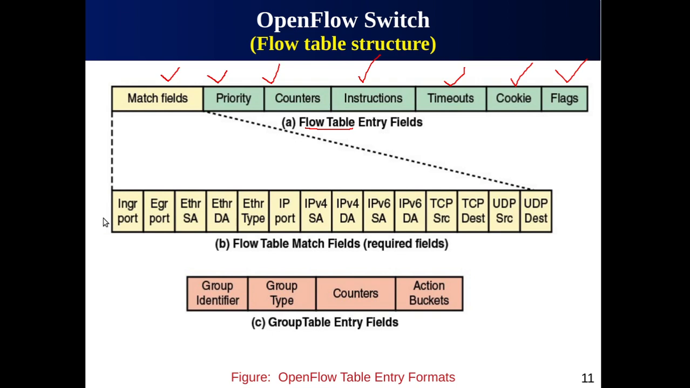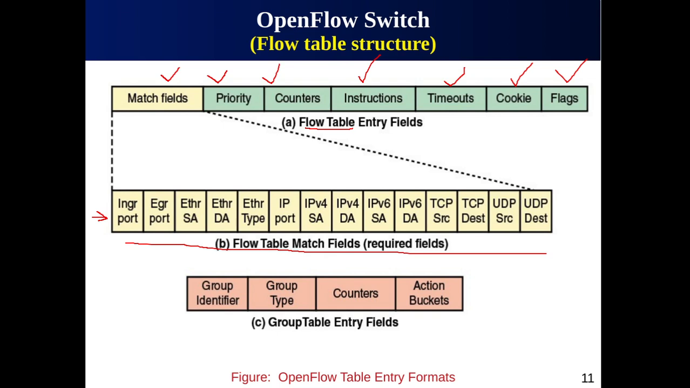We will not go into the details of all these fields, but the most important ones, I would just give you a clue. First, the match field. It is used to select packets that match the values in the fields, subfields. Then we have the priority, a relative priority of the table entries.